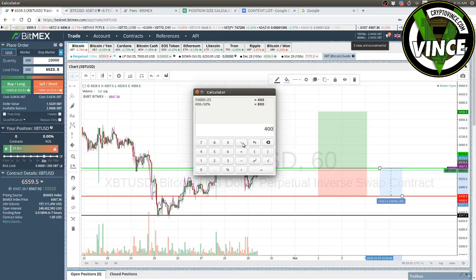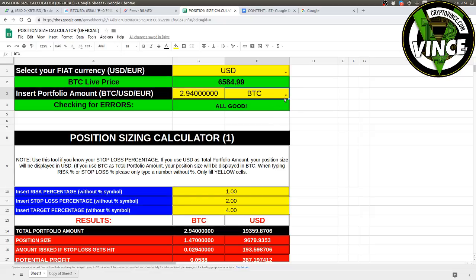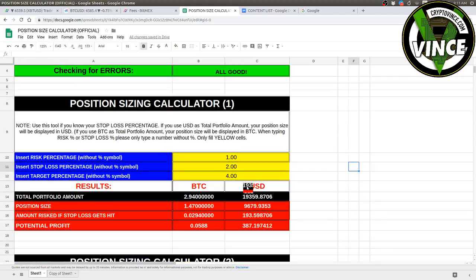400, 50%, 200. Okay, and what is this 200? 200 is the risk that I wanted to take at the beginning of the trade, right? From the position size calculator, you guys can see here about 200. Remember, I moved my total USD to 10,000. Actually, let's make this 10,000. Oh, actually, no, I cannot do it right now because it's in BTC. Never mind. Okay, so actually it's 20,000 here.